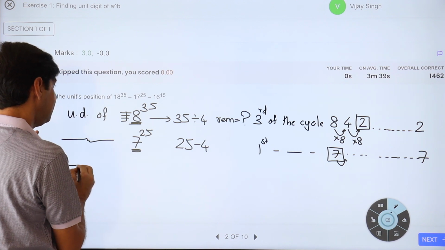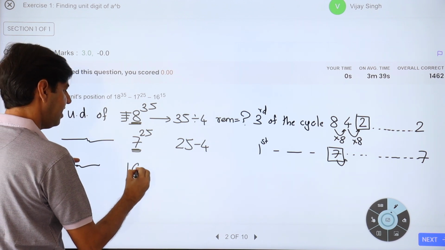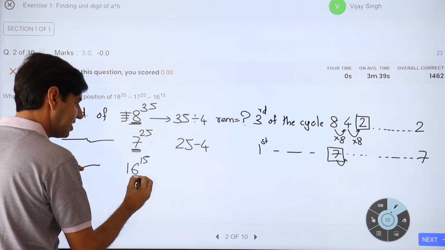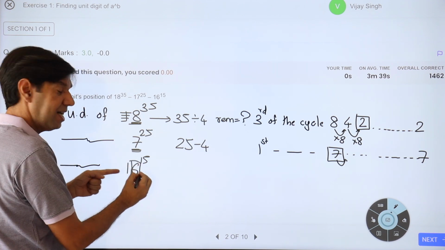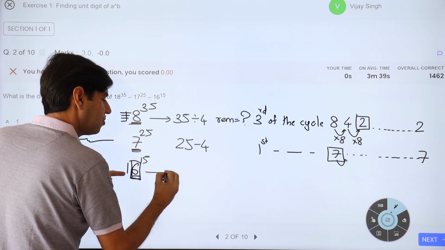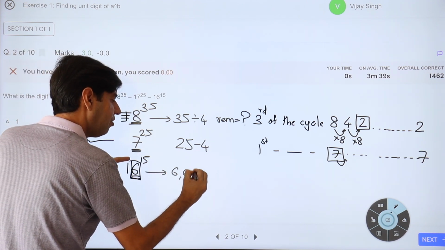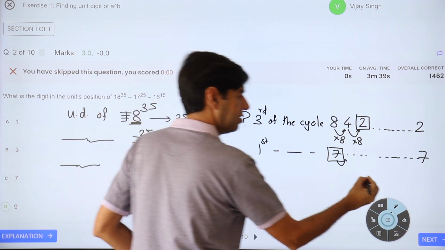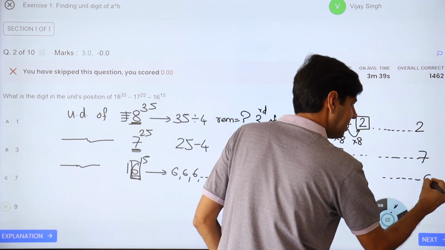And the unit digit of 16 raised to 15, this is a 6. For 6, remember, the cycle is always 6. So irrespective of the n, it will always be a 6. So this is a long number ending with a 6.